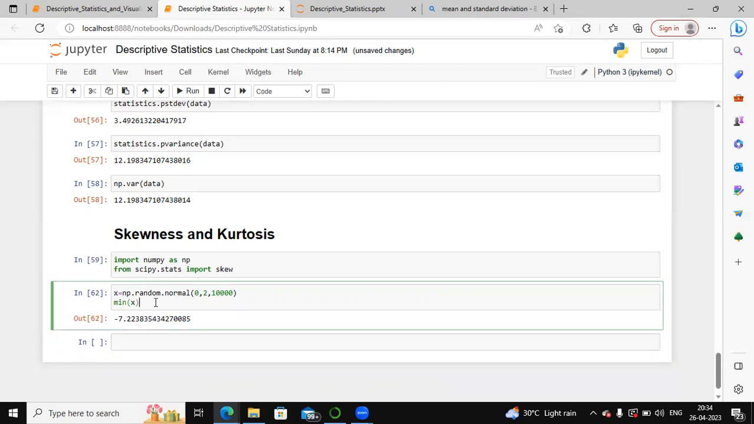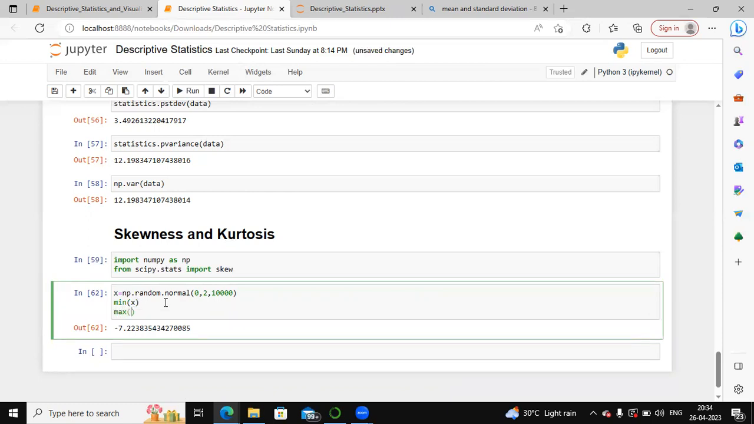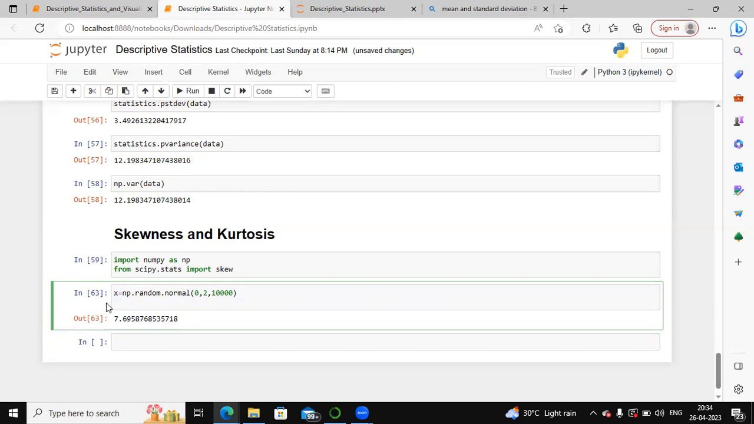As I said, in the normal distribution, most of the points are concentrated within 99.73%, where 2 is the standard deviation and 2 into 3 is 6. So most of the values will be between minus 6 and 6, and some points will be outside our range. These are sometimes called outliers. So now let's come to the normal part.